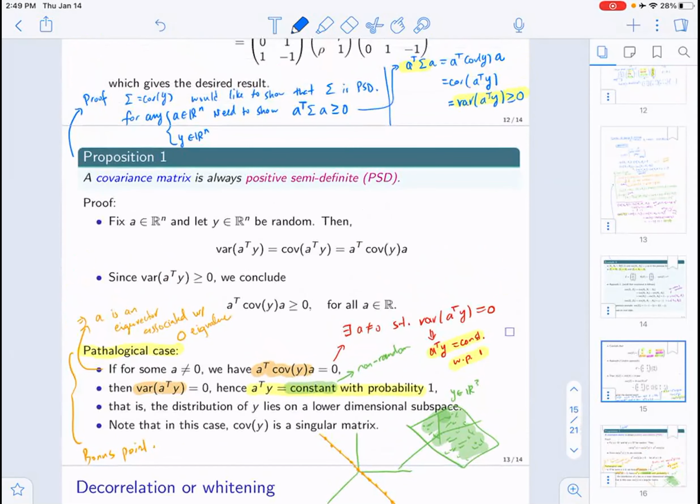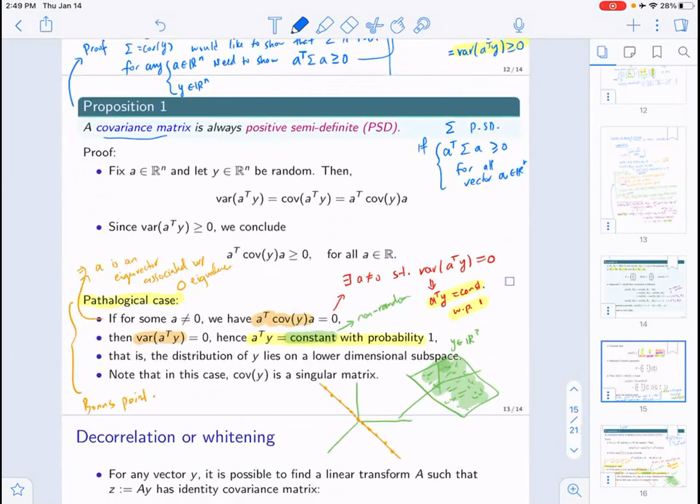So let's say sigma. My claim in this proposition is that a covariance matrix is always positive semi-definite. So sigma is positive semi-definite, sometimes written as PSD, if A transpose sigma A is non-negative for all vectors A in R^n, let's say the dimension. Okay, this is the definition. The eigenvalue characterization is equivalent. So I'm claiming here that the covariance matrix is positive semi-definite.